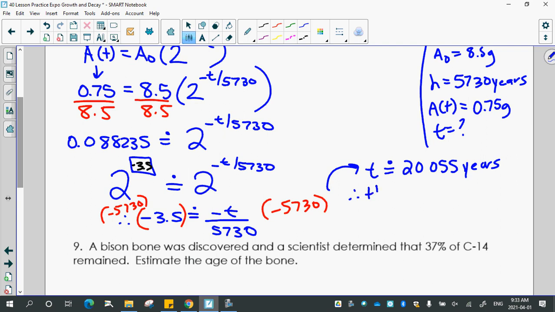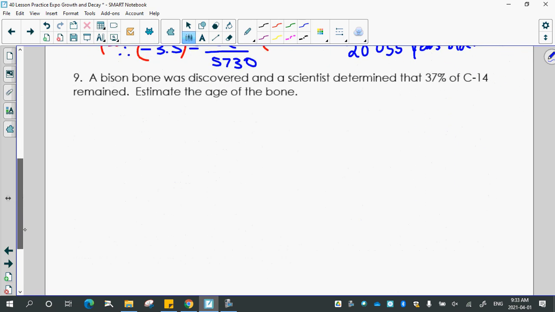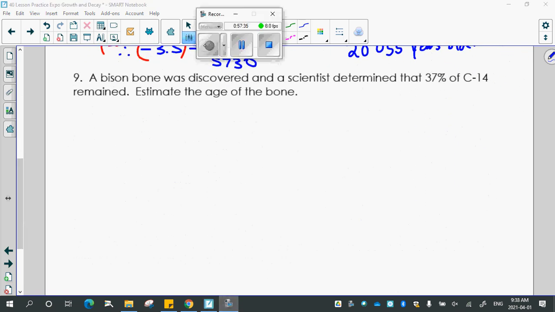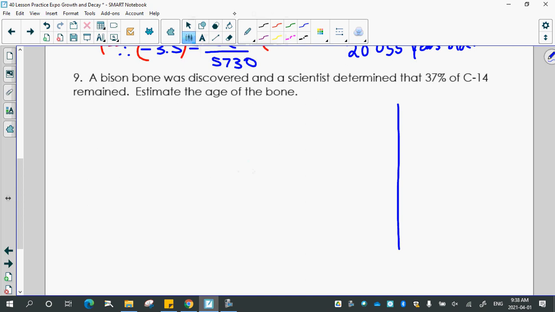So therefore, the fossil is approximately 20,055 years old. And number 9, I'm going to let you guys try on your own. Okay.